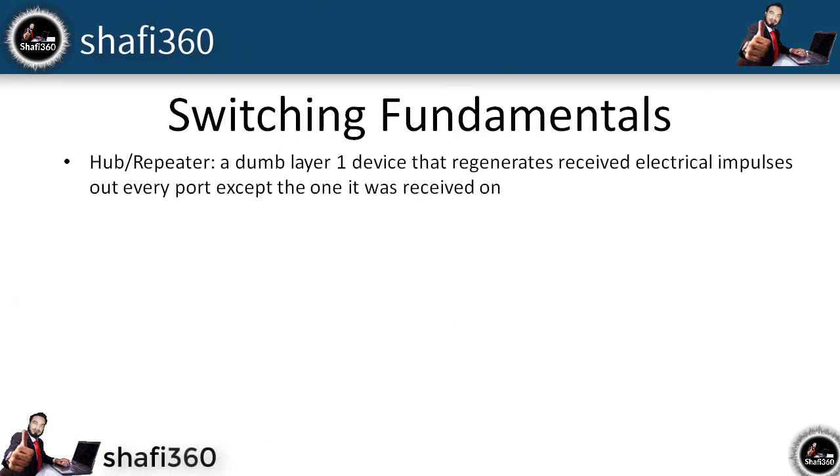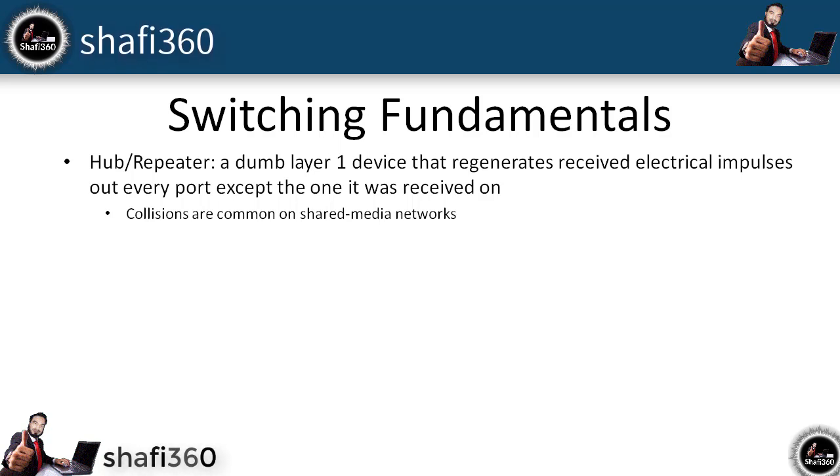First off, a hub or a repeater. It is a dumb layer 1 device that regenerates every received electrical impulse out of every other port except the one it was received on. Essentially, it takes an RJ45 network or a star-type topology and makes a big shared media topology out of it. Collisions are very common on shared media networks because this hub or repeater will not actually examine the frames to see where they need to go. It receives electrical impulses on port 1 and echoes them out ports 2 through 8.